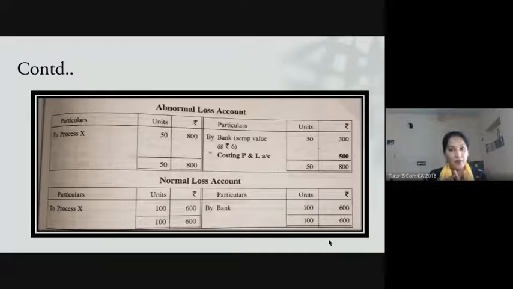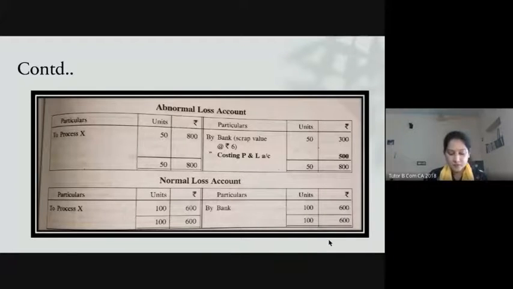In case of normal loss, we anticipate that yes, this is going to happen, and in the normal case, we arrive at some kind of scrap value for the units lost. Okay. If it is not mentioned in the question, we should not account for it. But in most questions, they come up with this because in an industrial scenario, they arrive at some kind of scrap value for the products lost in the normal condition.